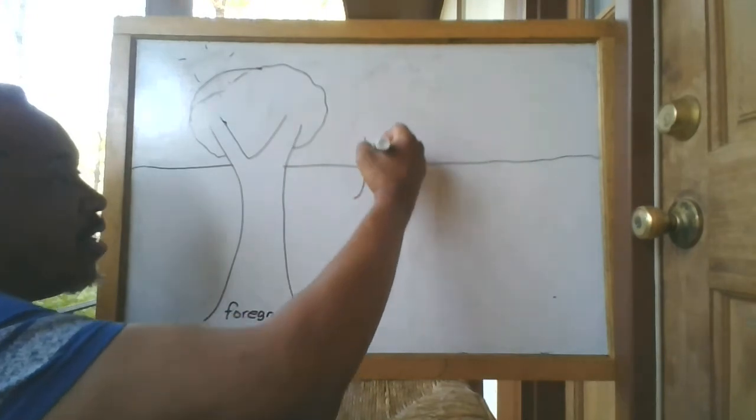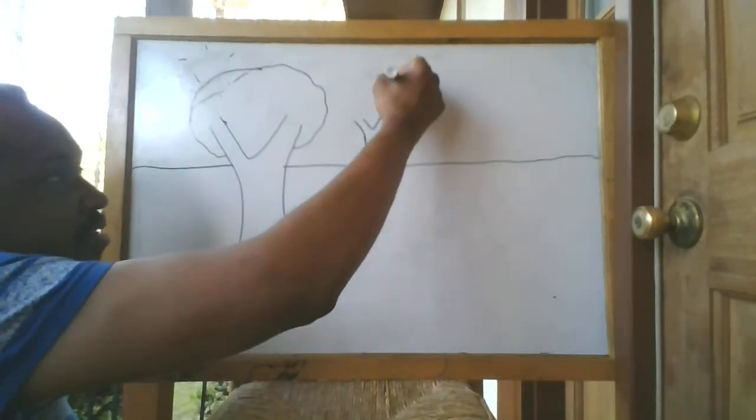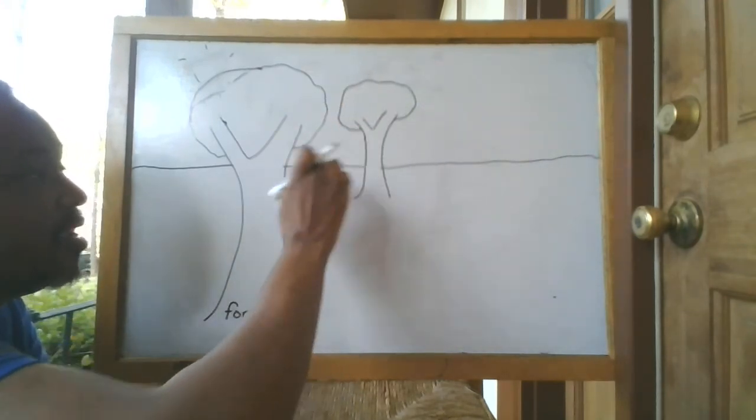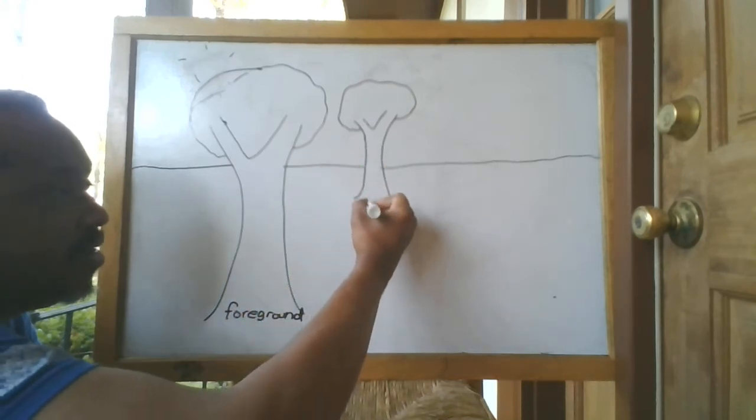Middle ground we're going to do right here. And in the middle ground, everything is medium size and in the middle of the picture. Big at the bottom, medium in the middle. This is the middle ground.